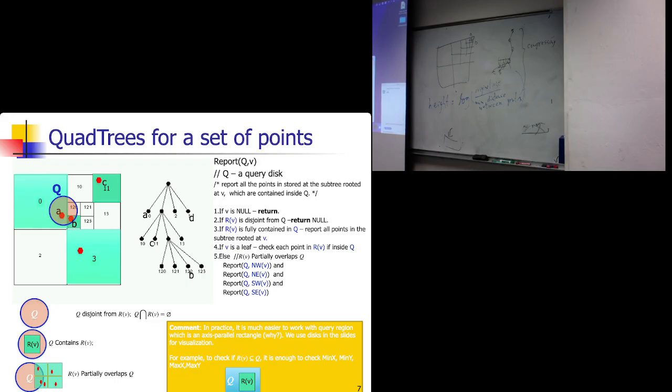I'm checking if V is null. If yes, then there is no point. I don't care about the query, it's still a null.